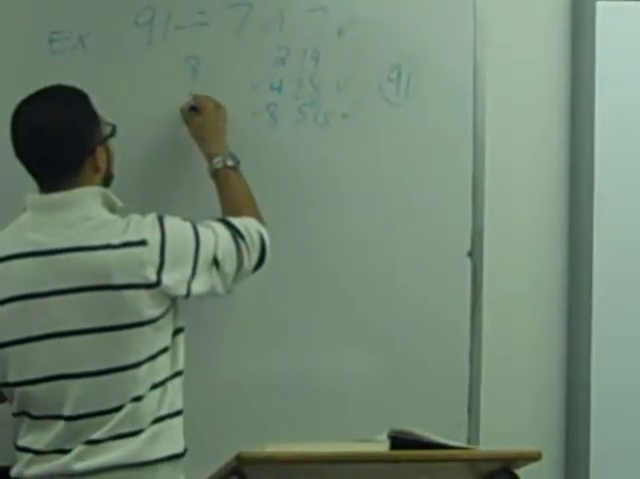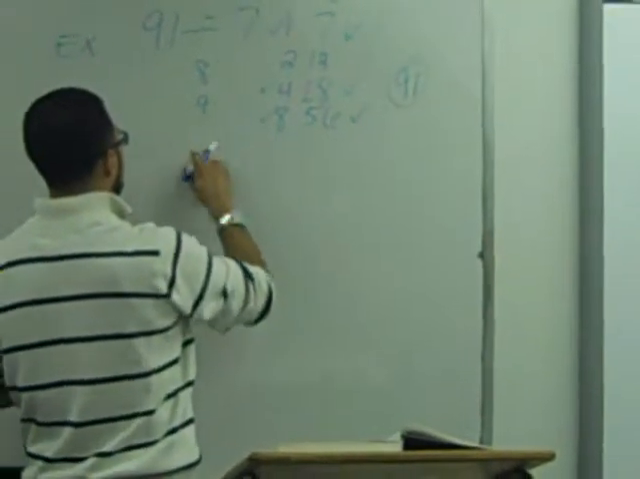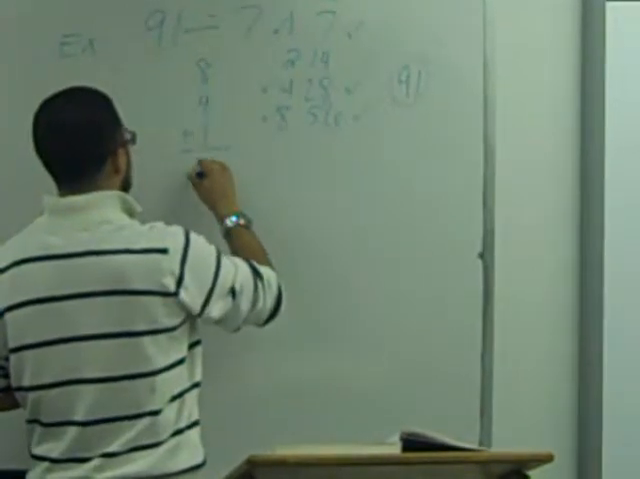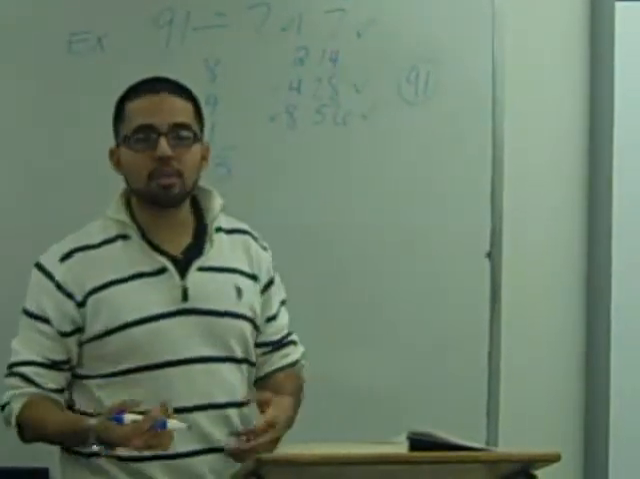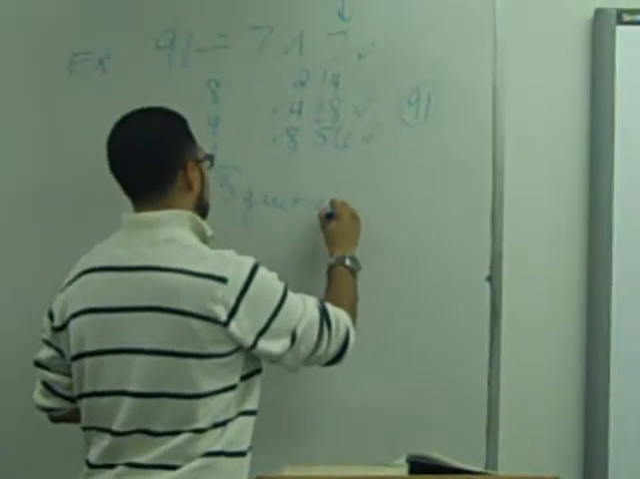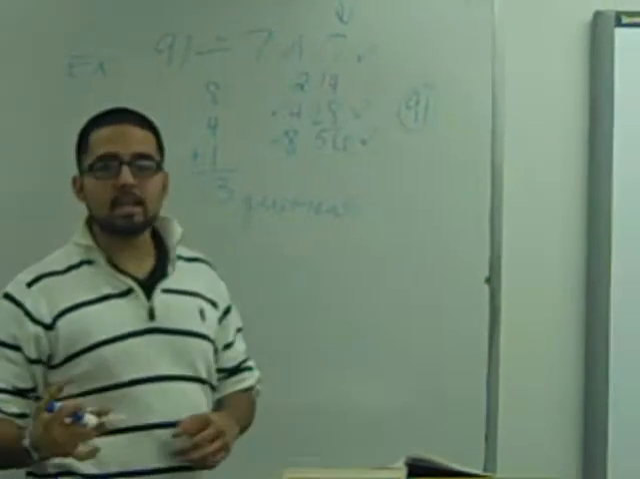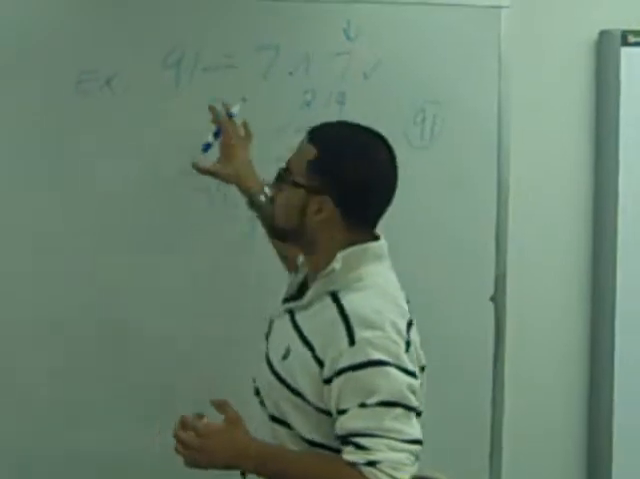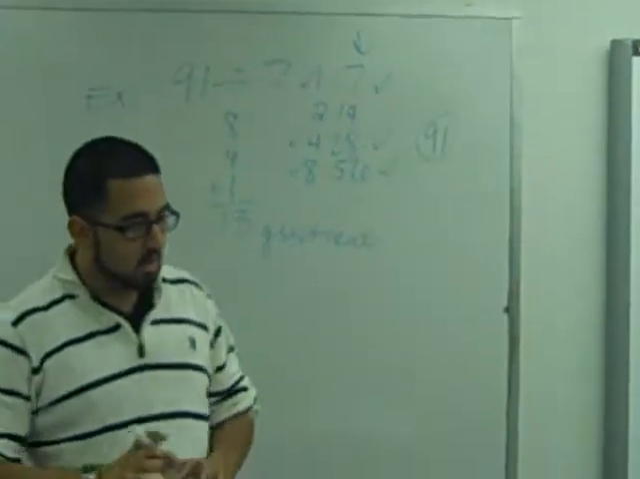And if you add 8, 4, and 1, you will get 13. And now 13 is your quotient. 13 is your quotient to 91 divided by 7. Okay.